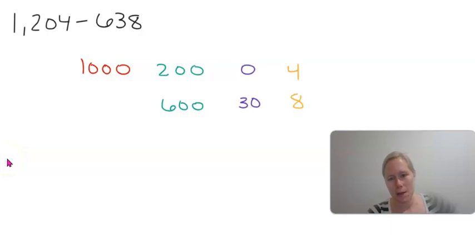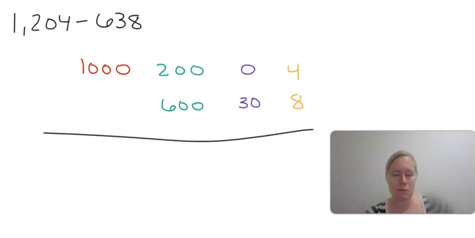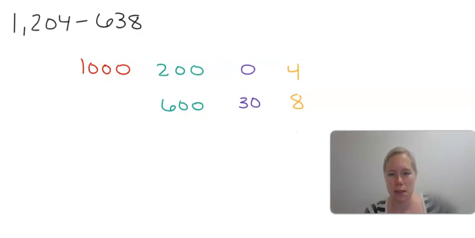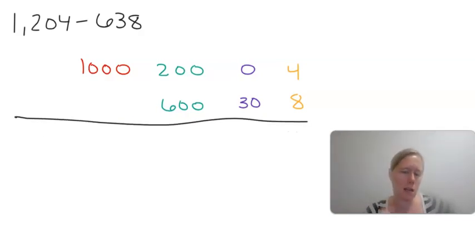Very first thing when I look at this, I think, man, I have a lot of, I wouldn't call them issues, but I see that like 4 subtract 8, 0 subtract 30, 2 subtract 600. We're going to have to do a lot of regrouping on this.